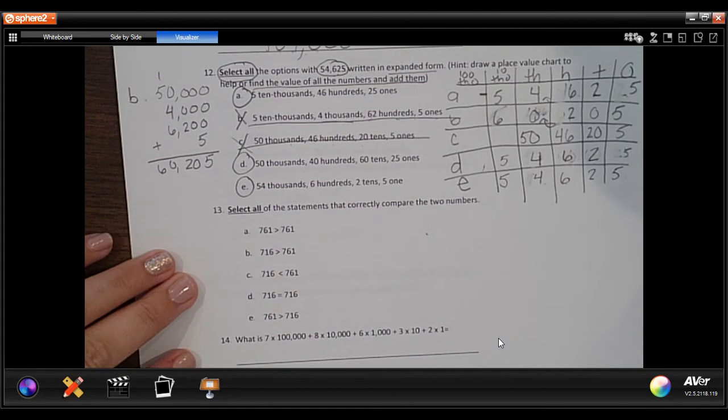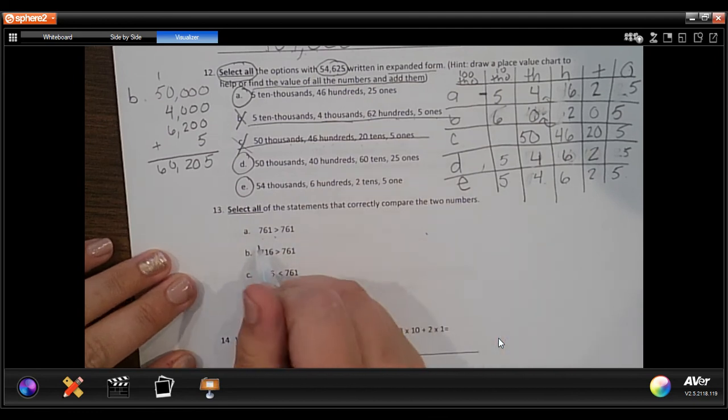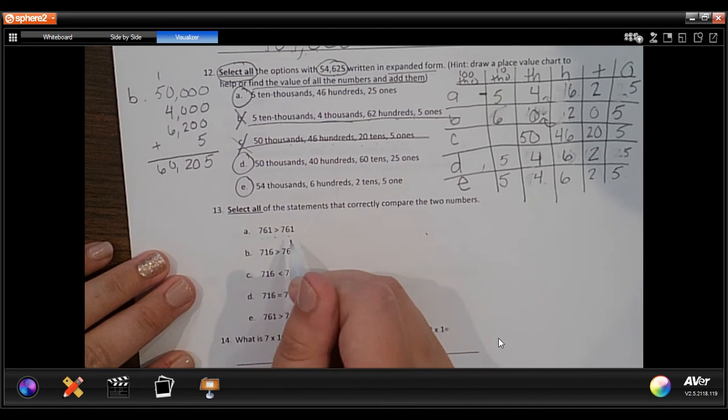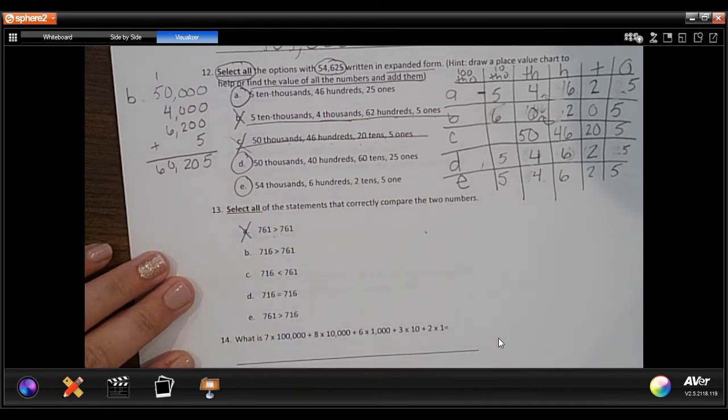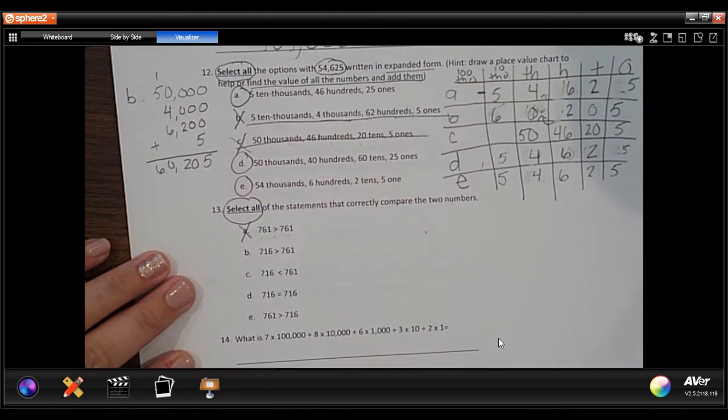Number 13 says select all the statements that correctly compare the two numbers. So this is pretty easy, except we really have to make sure that we're saying the numbers out loud to ourselves and comparing them correctly. So this one says 61 is greater than 61. No, that is not true. Those two numbers are equal. This is another one that says select all that apply. So I have to go through and find all of the ones that are true.